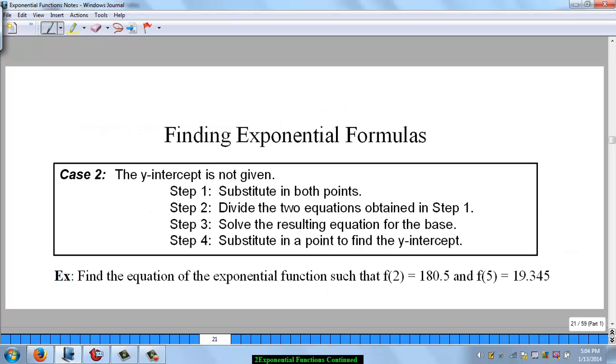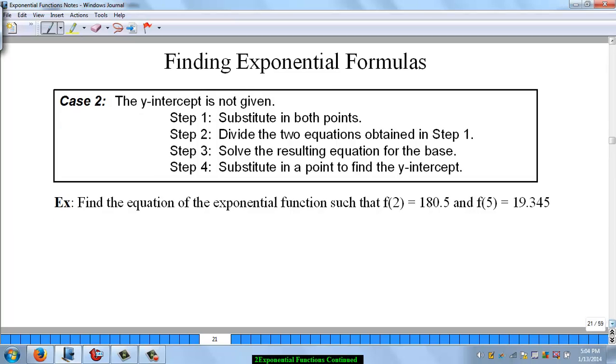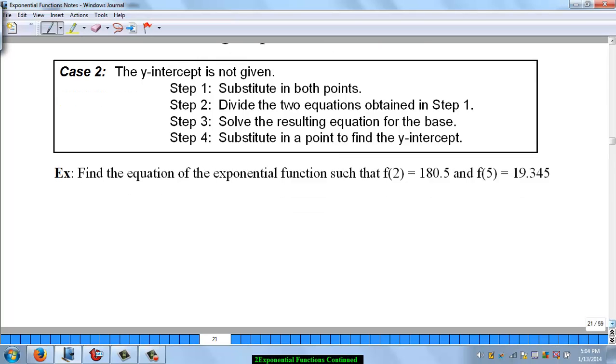Okay. Now the other way is not as easy, of course not, and this is if they don't give you the y-intercept, then you have to do a little bit more work. We still got to find a and b, but we have these 2 points, so let's stack and rack. I have 2, 180.5. The other point is 5, 19.345. Okay, now notice I don't have an initial value.